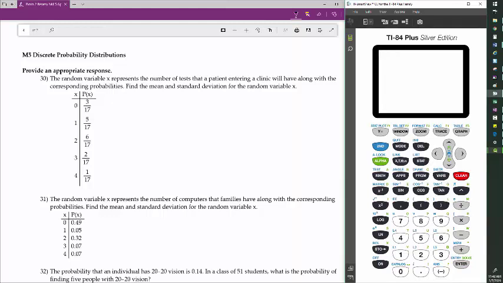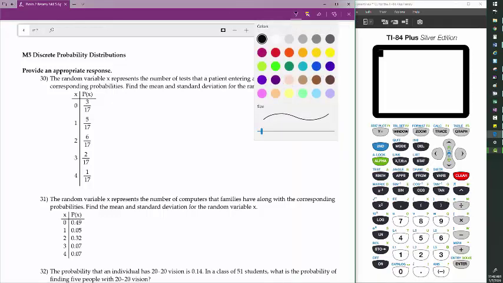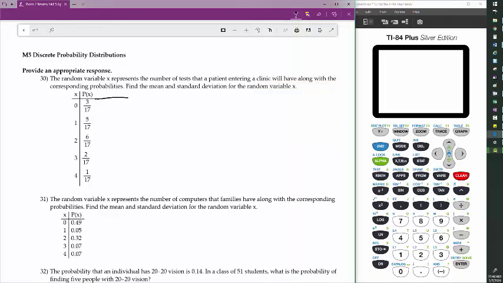The best way to work number 30 is to use the calculator. We do have the opportunity to work it by hand if you want to make the rest of this table. So to find the mean, remember the mean of a discrete random variable x is the sum of x times the probability of that x. So we can make another column, x times the probability of x, to simplify.